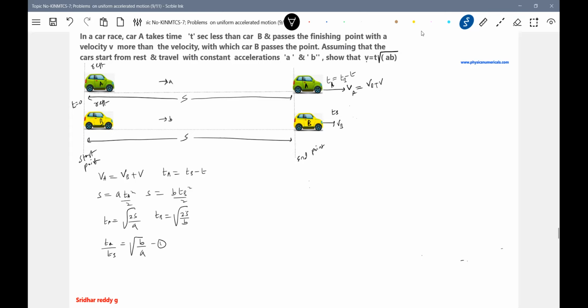Next, let me come to this one. What is VA equal to? VA should be equal to A into TA. VB should be equal to B into TB. Uniform velocity, the accelerated motion, they accelerate from rest. So let me substitute in this equation. VA, I'll write it as A TA, plus V. Further, VB, what you can write it as? Let me write all the things. VB is what? B TB.